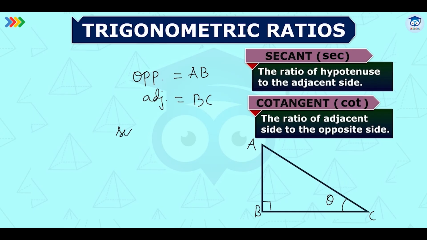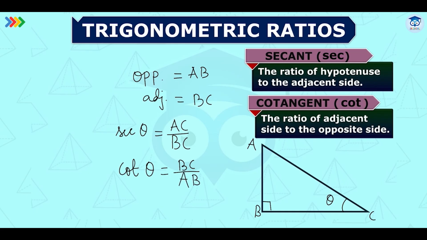So, we have sec theta, that is sec theta is nothing but the ratio of hypotenuse to the adjacent. So, hypotenuse we have AC and the adjacent is BC. Okay, and next we have cot. So, cot of theta, that is adjacent upon opposite. So, adjacent in this case is BC, right? And the opposite is AB.